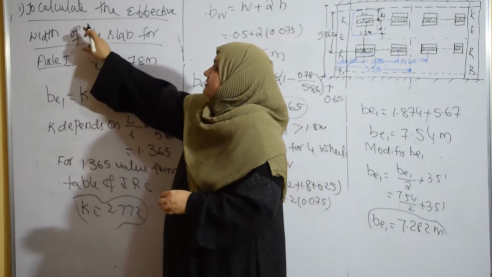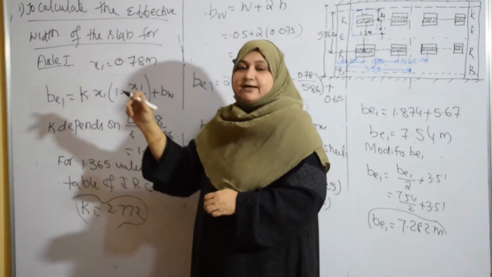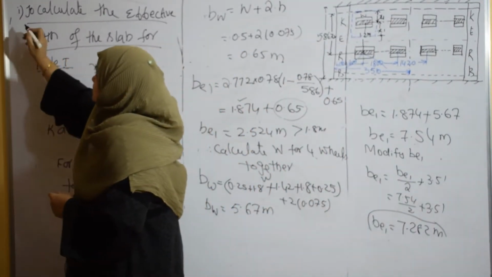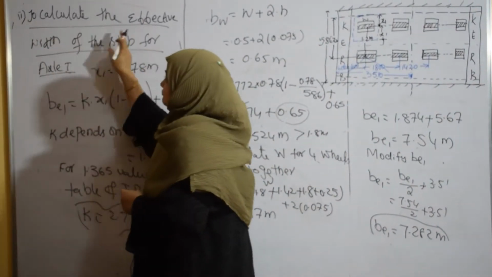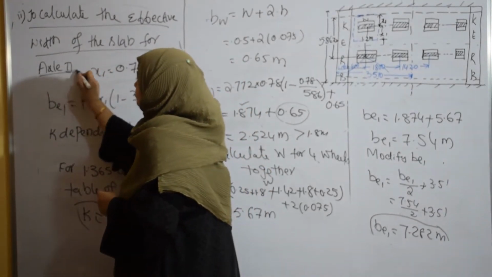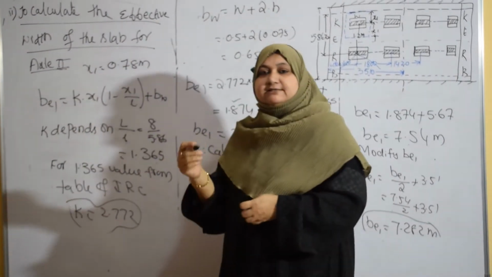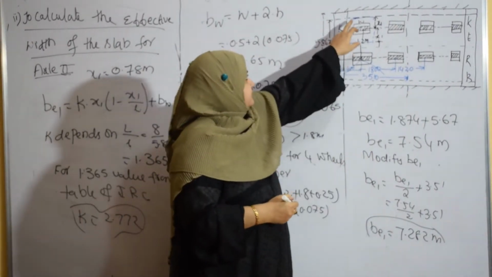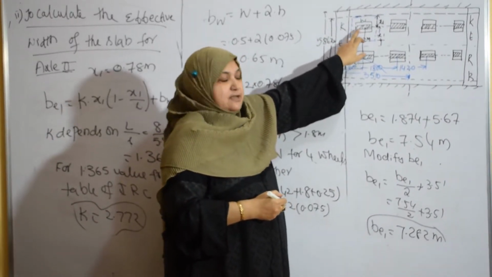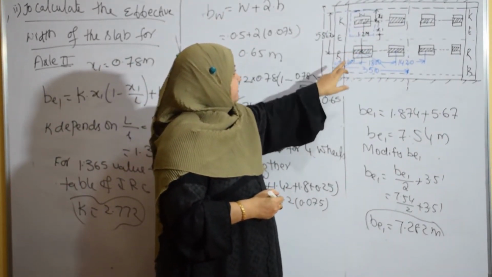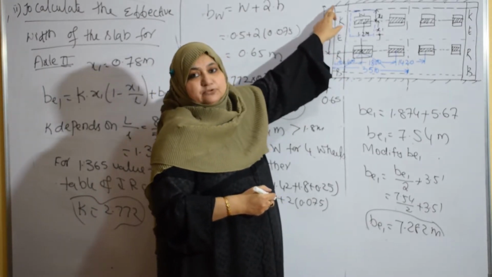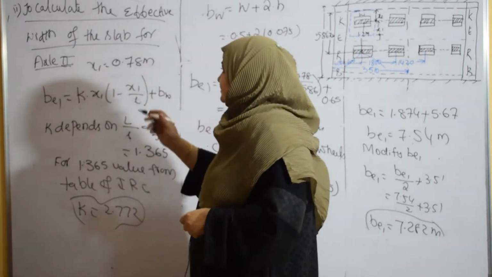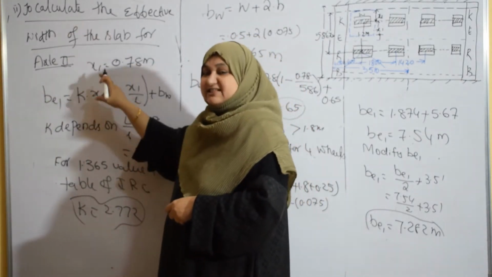We have calculated the effective width of the slab for axial 1, right? So the next step in the check for shear is to calculate the effective width of the slab for axial 2. For axial 2, it is the same repetition of axial 1. Axial 1 is at a distance of x1. Axial 2 is at a distance of x2 from the support. So now we have to calculate x2 and the effective width of the second axial. Instead of x1, same calculations, it's a repetition work.